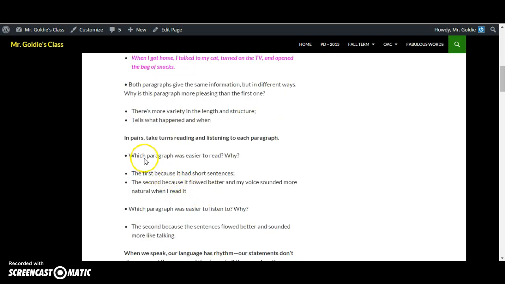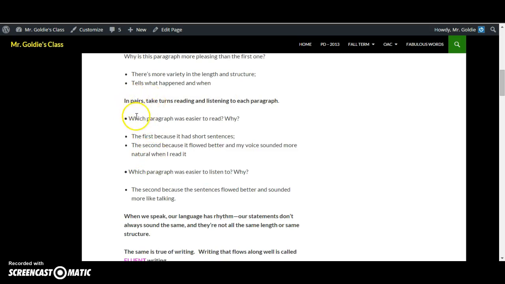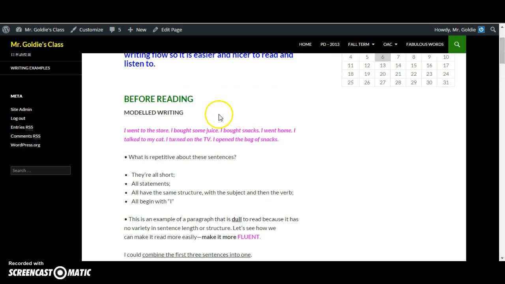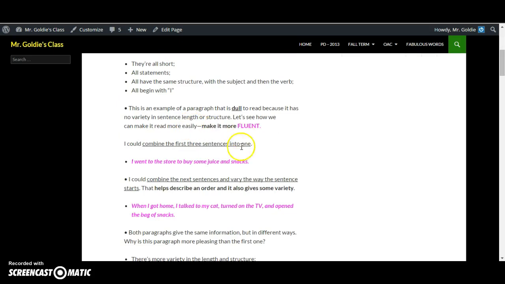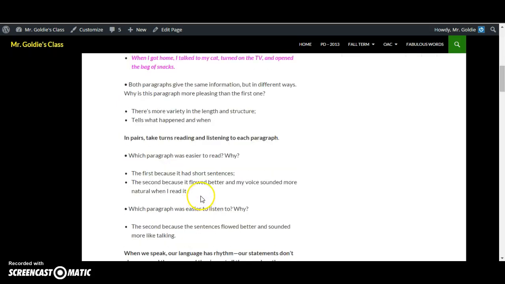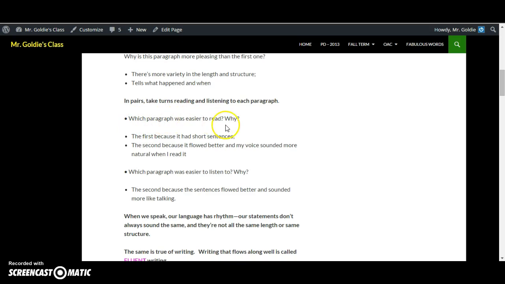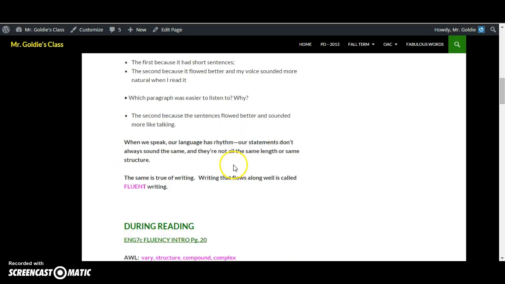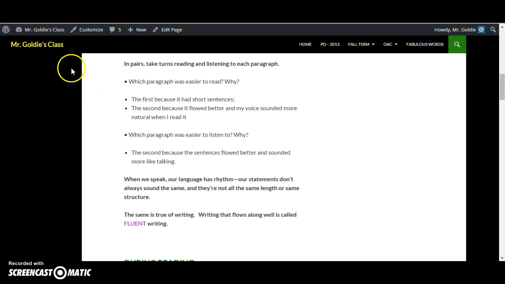Okay? So, your activity now, I get you to pause the video, is to, in pairs, take turns reading and listening to each paragraph. And then decide which paragraph was easier to read and why. So, I want you with a partner, so the person sitting next to you or across from you, read this paragraph, then read this as a paragraph, and answer this question, then this question. Okay? Pause the video and do that.